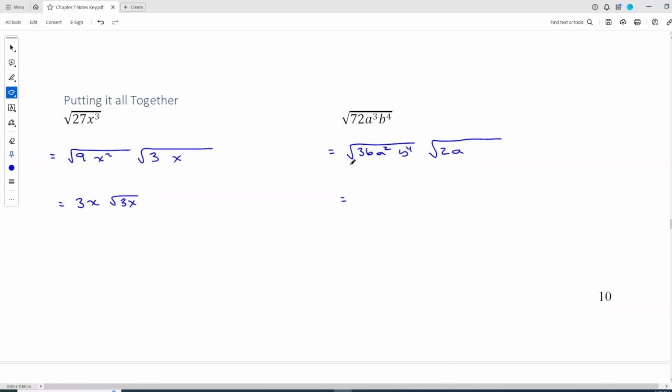Then we take the square root of our perfect square radical. So the square root of 36 is 6. The square root of a squared is a. And the square root of b to the 4 is b squared. And then you've got your leftover. And that's as hard as they get. But this skill is very, very important. Not so much with variables past Math 50, but definitely the numbers.